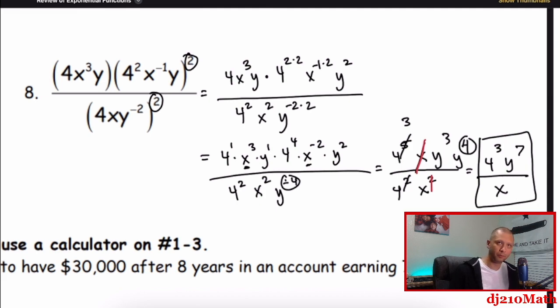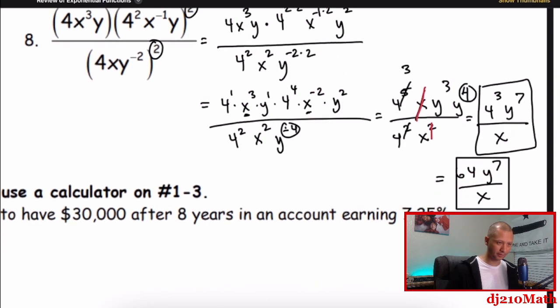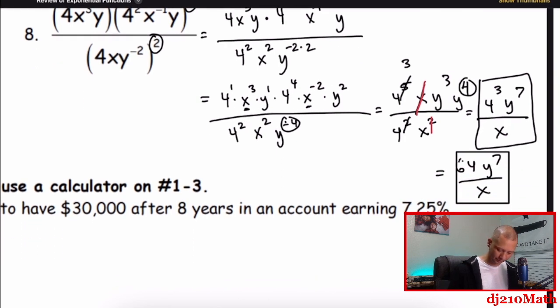So 4 cubed, you could write that as 64 actually if you wanted. I mean, it doesn't really matter. 64 y to the 7 over x. This will probably match the key better. And you can't see it. That's a 6. That's a 4. 64.